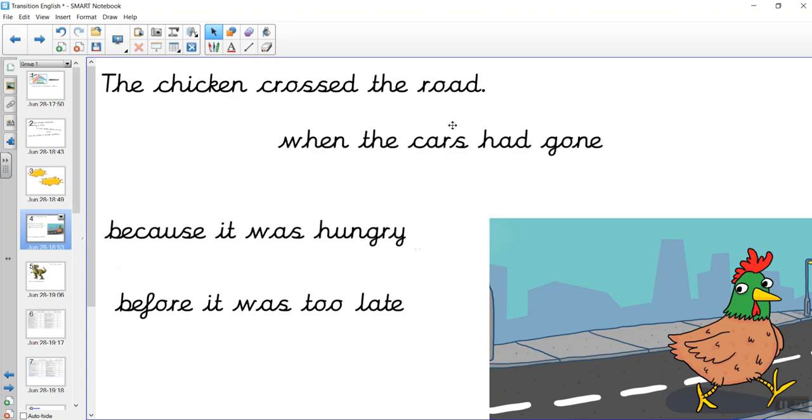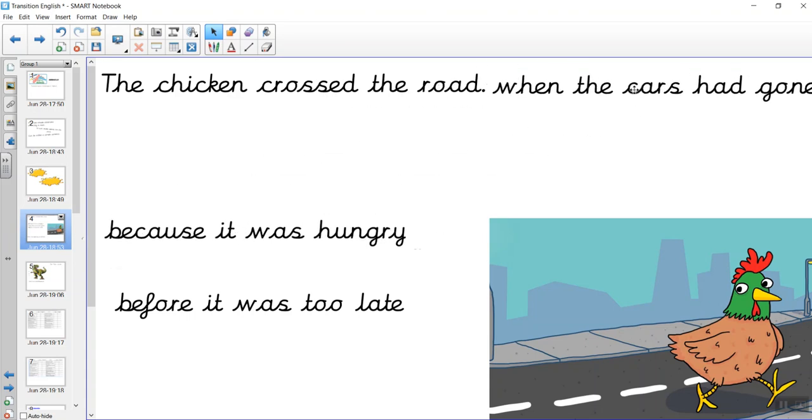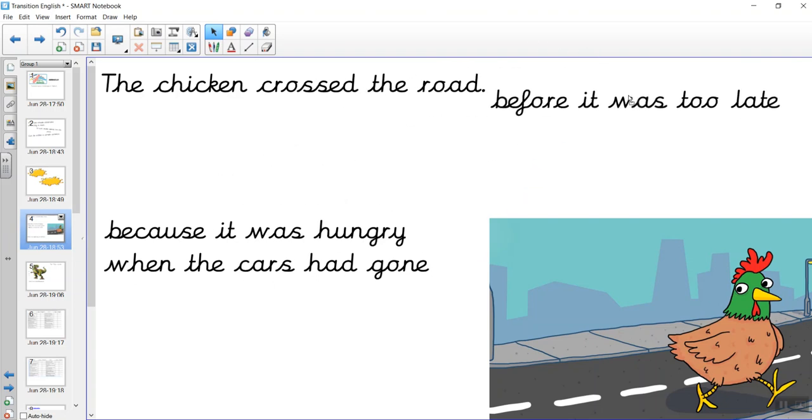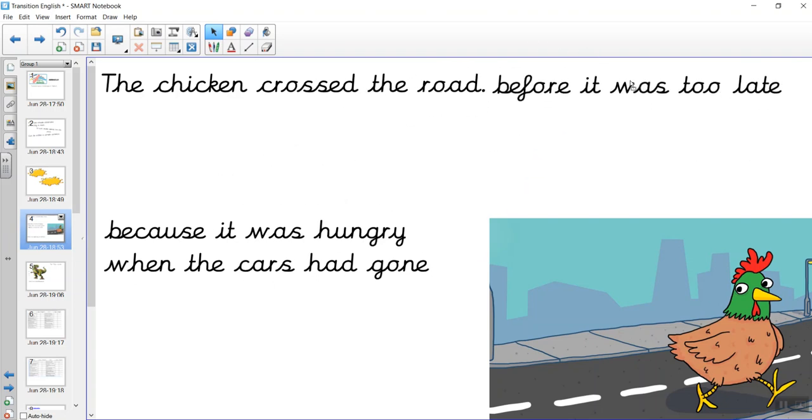The chicken crossed the road because it was hungry. Or we could say, the chicken crossed the road when the cars had gone. Or we could say, the chicken crossed the road before it was too late.